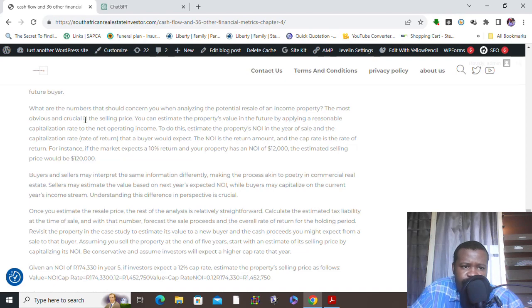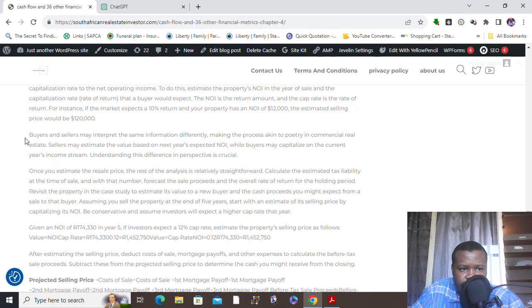The most obvious is the selling price. You can estimate the property's value in the future by applying a reasonable capitalization rate to the net operating income. To do this, estimate the property's NOI in the year of sale and the capitalization rate that the buyer would expect. The NOI is the return amount and the cap rate is the rate of return. For instance, if the market expects a 10% return on your property with an NOI of $12,000, the estimated selling price will be $120,000.